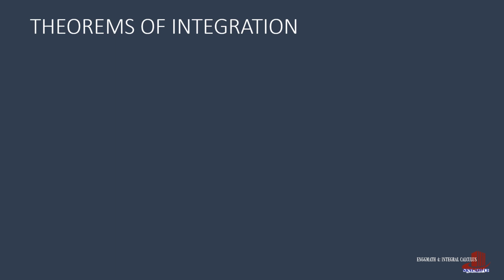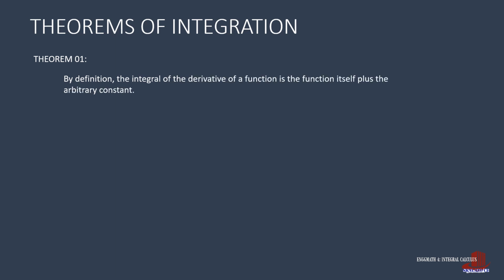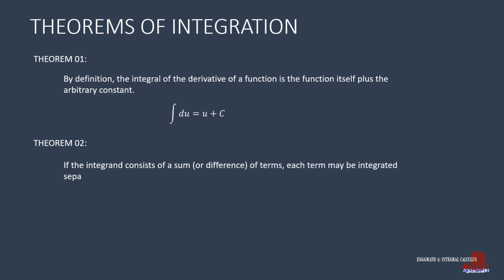The basic formulas involved in integration come from the theorems. First, the integral of a derivative is just the function itself with an arbitrary constant c. The second theorem states that the integrand of a series of terms connected by addition or subtraction can be simplified by integrating the terms separately. Say the integral of the derivative of u plus the derivative of v until the derivative of z will be equal to the integral of the derivative of u plus another integral of the derivative of v until the integral of the derivative of z.